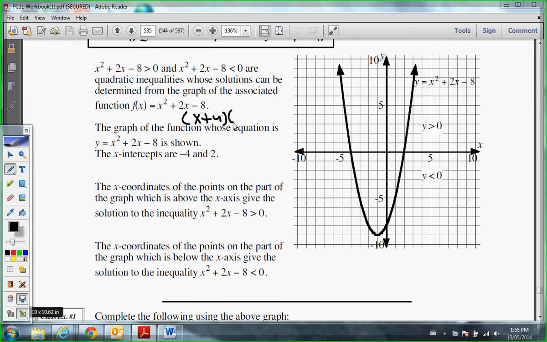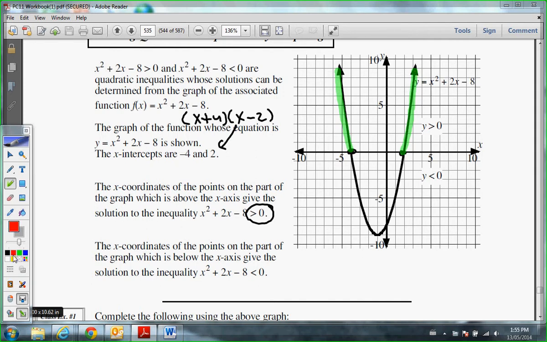You should have x plus 4, x minus 2, which yields zeros of negative 4 and 2. And that's why the graph right here is going through negative 4 and 2. The x-coordinates of the points on the graph which are above the x-axis give the solution greater than 0, because it's talking about the y-value being greater than 0. An easier way to think about this is when you see greater than 0, think positive. So where in this picture is the parabola positive? Well, it's positive up here and up here. Those are the positive parts of the graph.